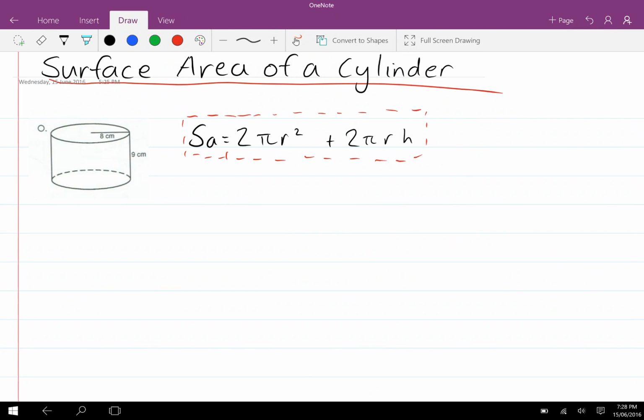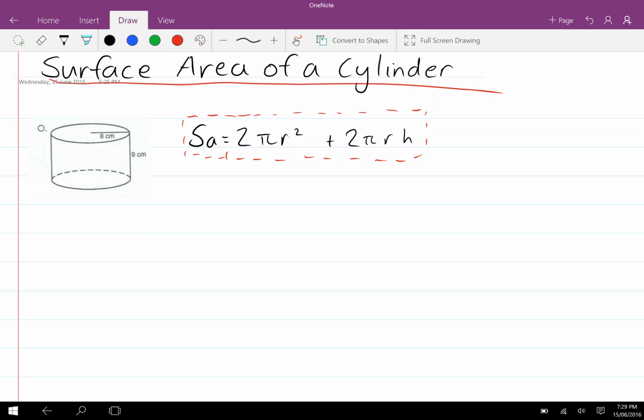Hello guys and girls. Today we're looking at the surface area of a cylinder. To find the surface area of a cylinder, you use the formula SA equals 2 pi r squared plus 2 pi rh. So I'll take you through an example and then we'll have a look at why the formula works.